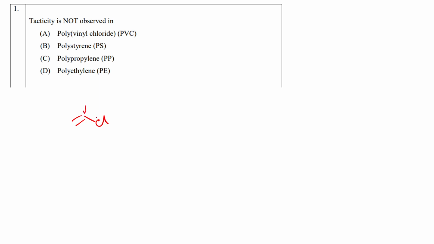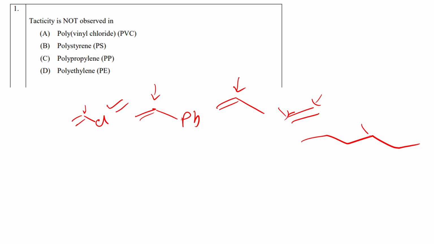Here, the stereocenter would be generated, so it's a prochiral center. So there you have polystyrene again. For styrene, you have this prochiral center. Polypropylene, prochiral center is there. But polyethylene, these are not prochiral. So here you are going to end up with this, and all are CH2, which means no chiral center is there. So without a chiral center, you cannot generate tacticity. So the option would be D.